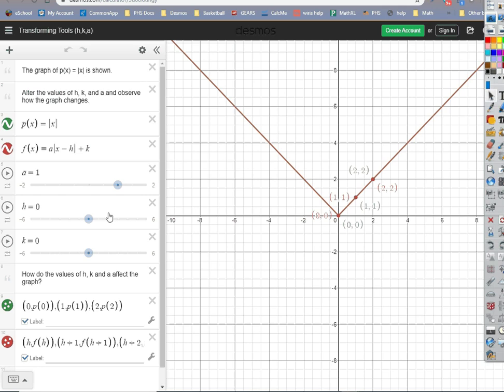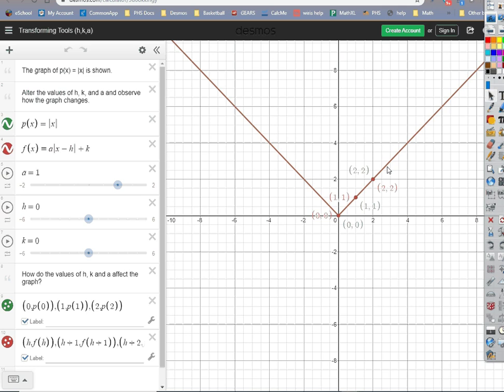So what's the effect of subtracting h from x? Right now, the value of a is 1, so it's doing nothing. Multiplying by 1 does nothing. H is 0, so I'm subtracting nothing, and k is 0, so I'm adding nothing. And so the transformed graph, the red graph, overlaps exactly with the parent graph, because I haven't done a transformation yet. What's going to happen if I plug in a value of h equals 3?